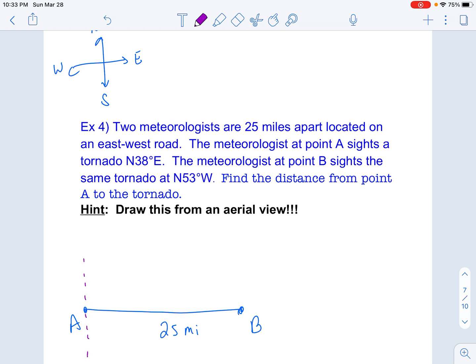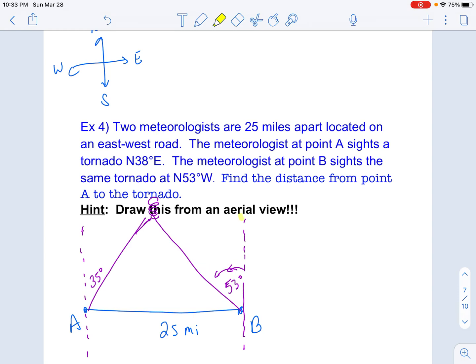We talked about bearing before. Remember, we've got to draw that north-south line, and we want to rotate to the east, so it's north 38 east. So we're rotating to the east 38 degrees, and then there's the tornado. As you can see, I'm a really good artist up there. It says the meteorologist at point B sights the same tornado. So I'm going to draw that north-south line. North 53 degrees west. So again, he's going to rotate to the west and sees that tornado. So this angle right here is 53 degrees.